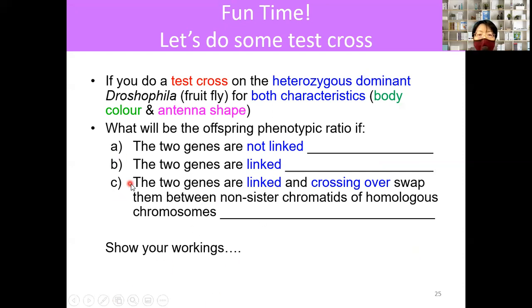Now, for three cases, the offspring phenotypic ratio will be different. If the two genes are not linked, so you do the test cross on a dihybrid cross, what will you get in the offspring phenotypic ratio? If the two genes are linked, then what is the offspring phenotypic ratio? And case C is when two genes are linked and crossing over occurs, what will be the offspring phenotypic ratio? So write it down first. After that, you do the working to find out. Write down the ratio first.